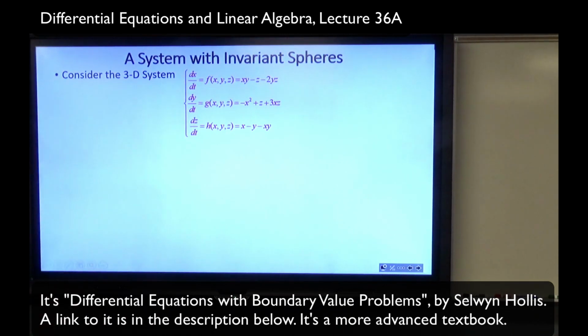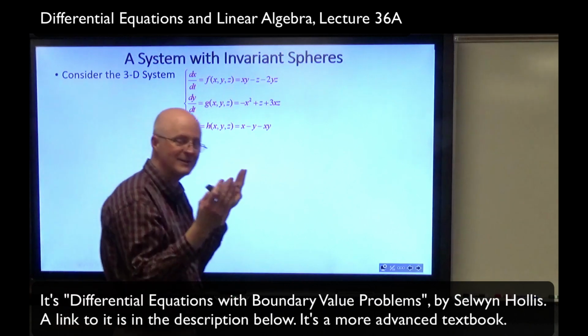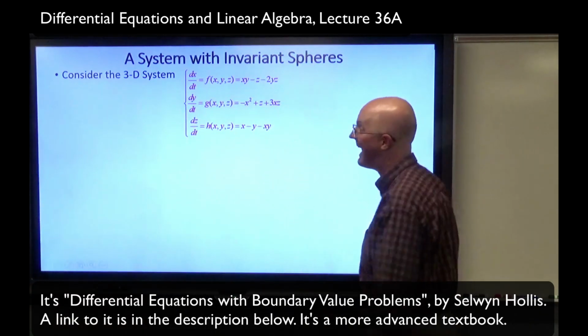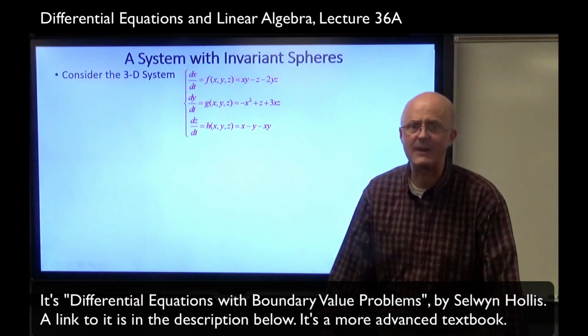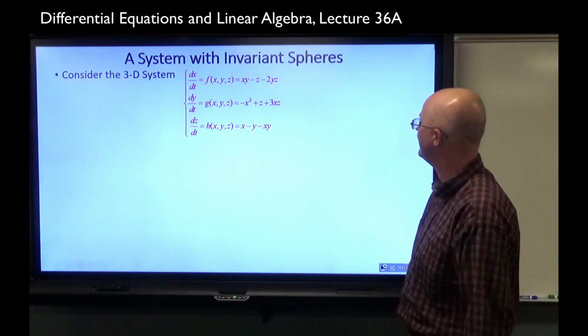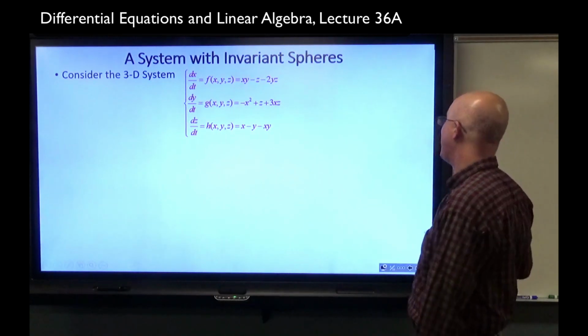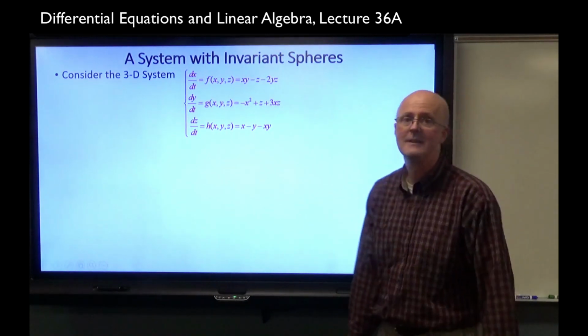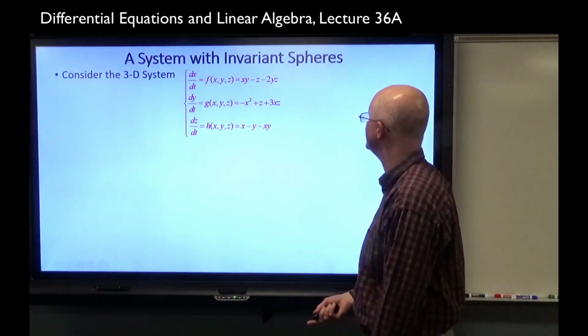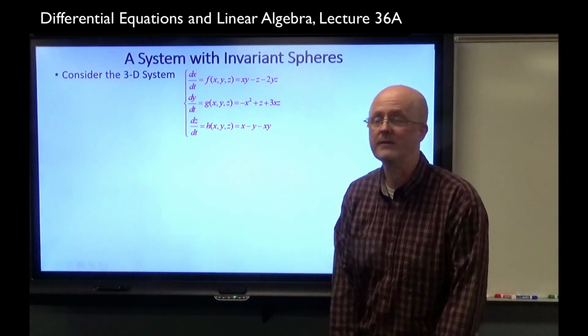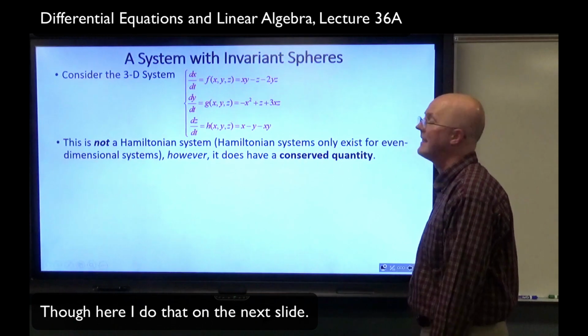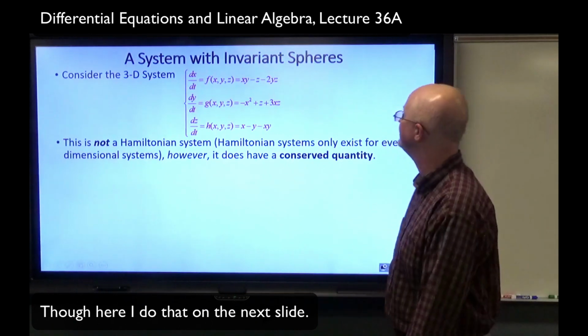It's definitely not obvious that this has invariant spheres. There's no way that I know of that you can just look at that and say, hey, I bet that's got invariant spheres. So what would we do in this kind of situation? Well, you would first look for equilibrium points like usual. And we will do that.